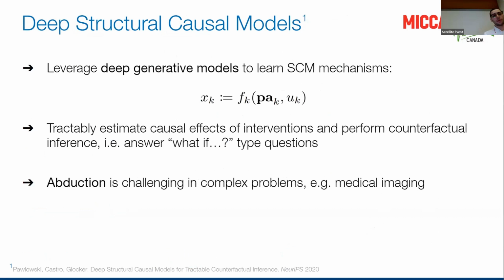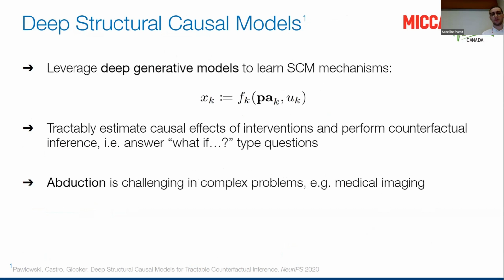Okay, so moving on to deep structural causal models, which is work done a couple of years ago at Imperial by some of my colleagues. So in that work, they leveraged deep generative models to learn these SCM mechanisms. And they developed some techniques to tractably estimate causal effects of interventions and perform counterfactual inference to answer these what-if type of questions we're interested in.